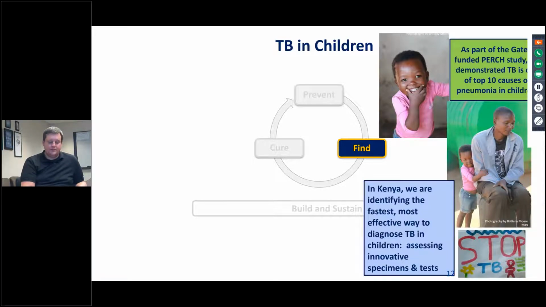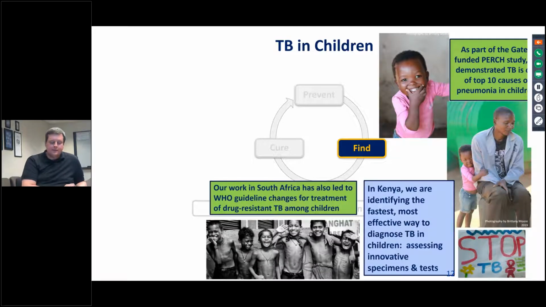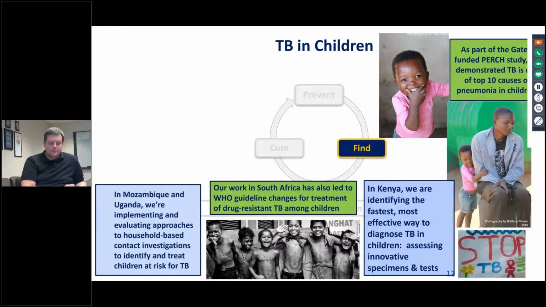This study of 300 children with TB symptoms found the combination of less invasive stool and nasal wash specimens performed similarly to invasive TB tests, such as the collection of stomach fluid, that often require hospitalization and are rarely available in resource-poor settings. Our work in South Africa has led to the WHO guideline changes for treatment of drug-resistant TB among children. In our work in Mozambique and Uganda, we are implementing and evaluating approaches to household-based contact investigations to identify and treat children at risk for TB.